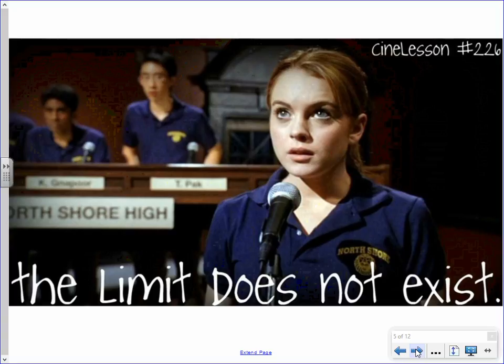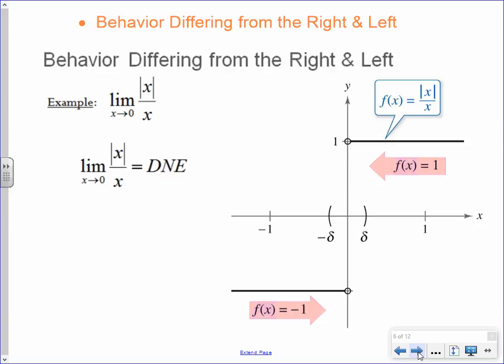When a limit doesn't exist, we get to say it does not exist. Okay? So this is what it looks like when our right and left behavior will not be the same. If I ask you for the limit as x approaches 0 of this graph, do you notice as we approach 0, up here we're approaching 1, up here, we're approaching -1. Since they are different, the limit does not exist.